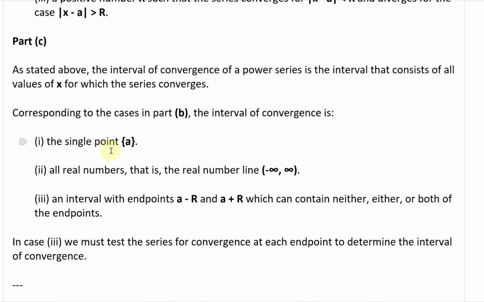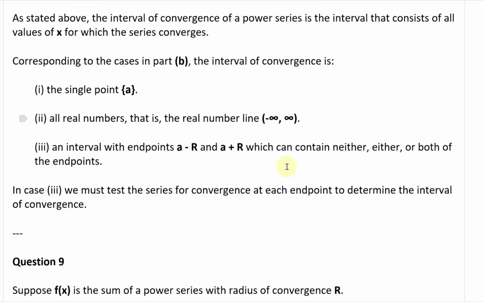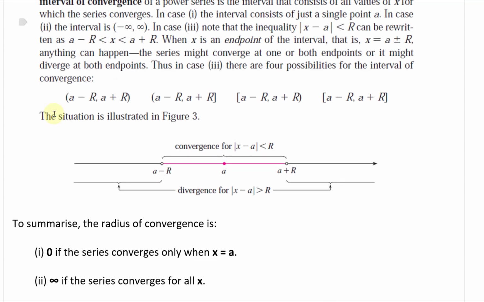You have either the single point, so for case 1, you have the single point a right there, so you can call that the interval of convergence. Just put this a with this squiggly bracket. Or you can have case 2, all real numbers, that is the real number line from negative infinity to positive infinity. And then case 3 is an interval with endpoints a minus R and a plus R, which can contain neither, either, or both of the endpoints. So you'll have 4 different intervals. So 4 possibilities, these ones right here.